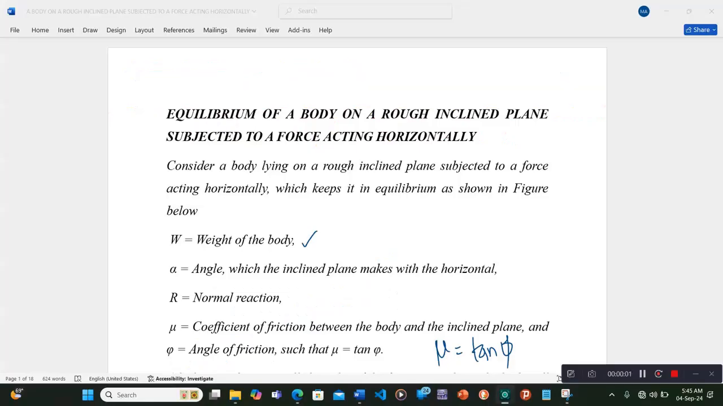Hello class. Now in this lecture we are going to look at the equilibrium of a body on a rough inclined plane subjected to a force acting horizontally.